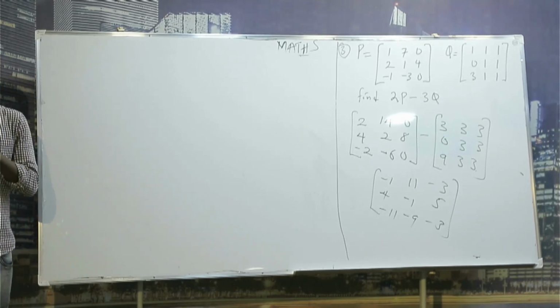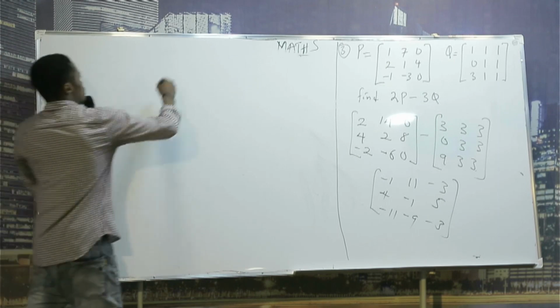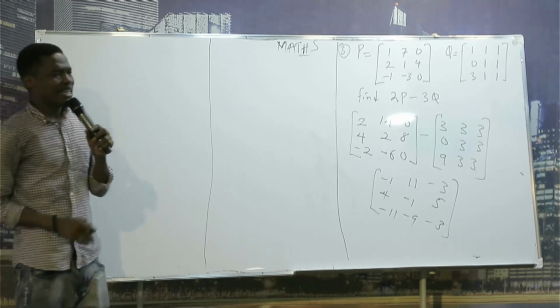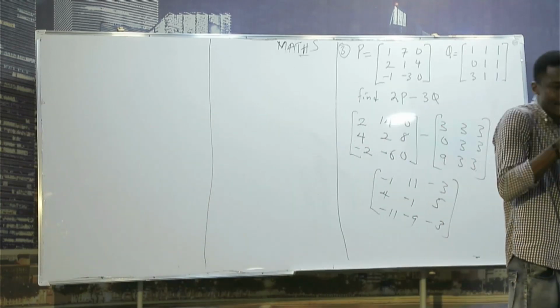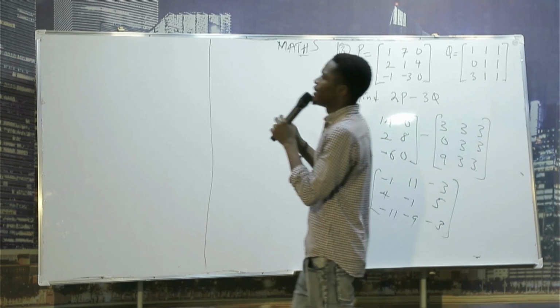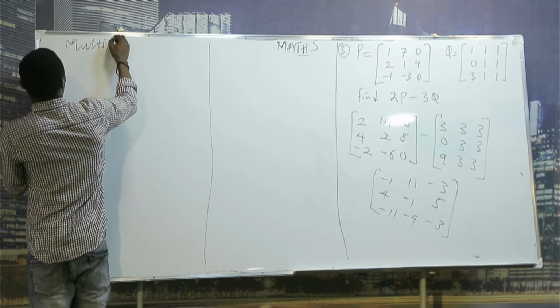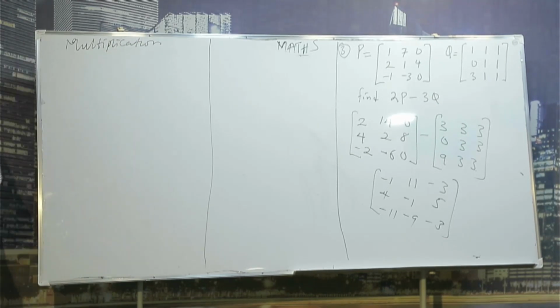Should we take another example, or do we go to multiplication? That one is much more difficult. No, it's not difficult, let me not say difficult. It's more tricky. So you have to be careful with how you multiply. So let's write multiplication of matrices.